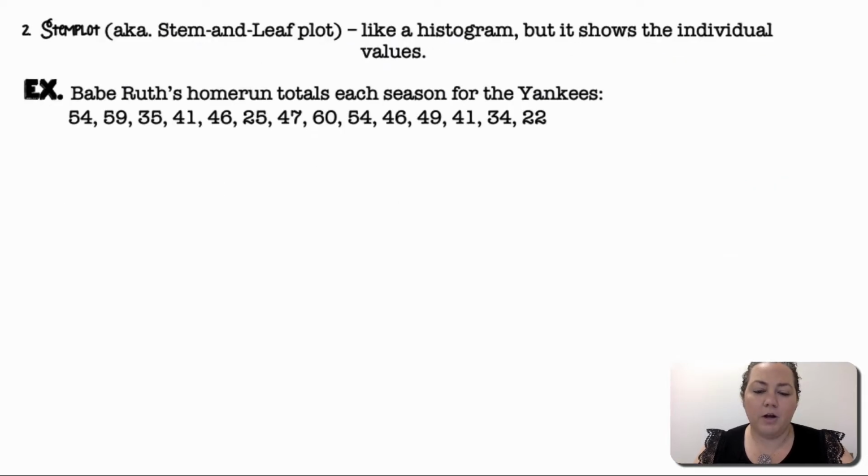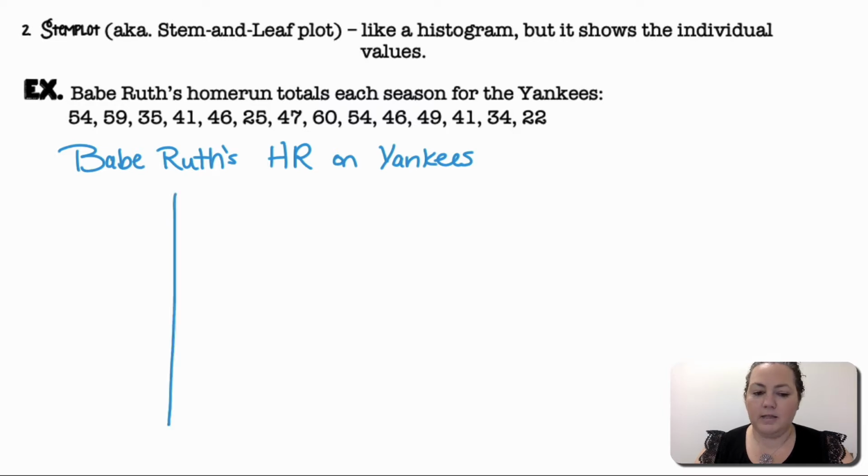A stem plot, also known as a stem and leaf plot, is like a histogram but shows the individual values. So we're going to make an example of a stem plot. Babe Ruth's home run totals each season for the Yankees. So we have all of the values here. We're going to give it a title: Babe Ruth's home runs on Yankees. We're going to have a stem side and a leaf side.